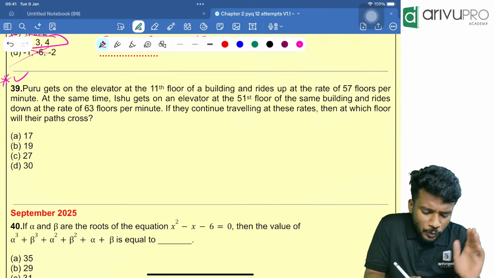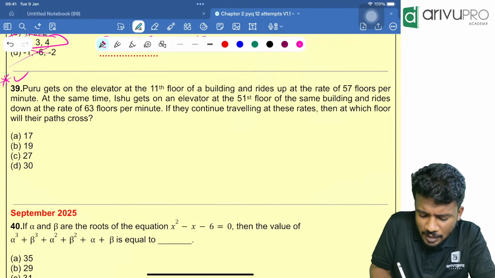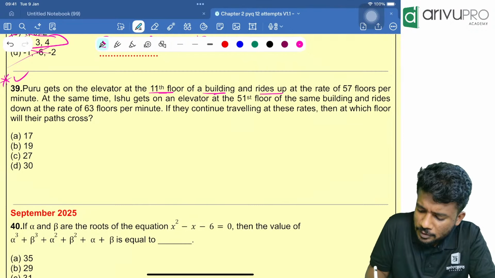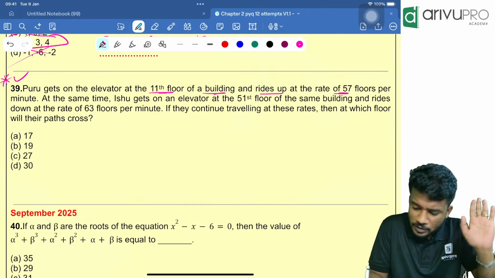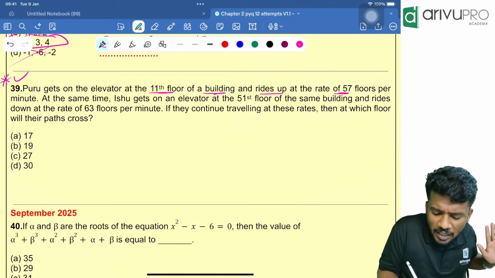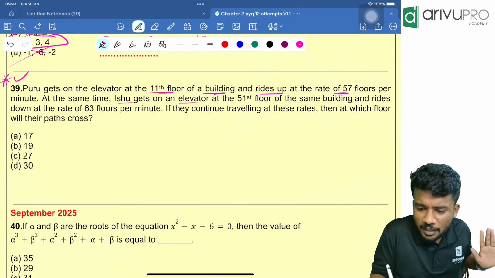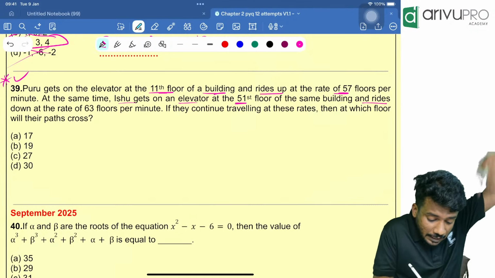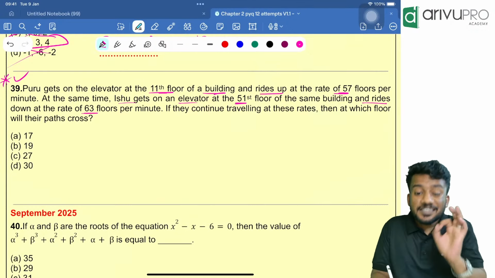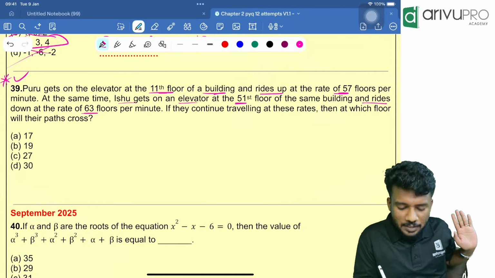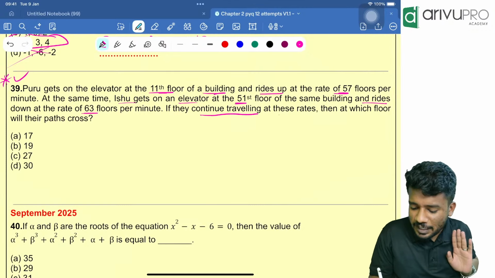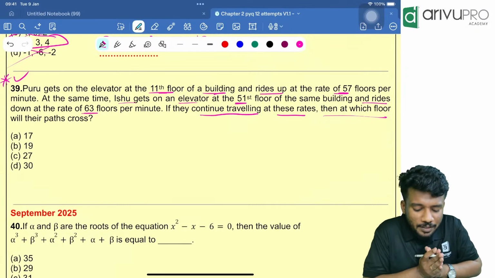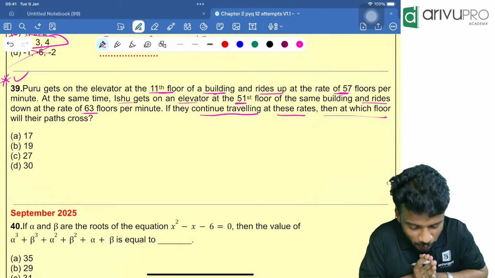Okay, Puru gets on the elevator at the 11th floor of a building and rides up at the rate of 57 floors per minute. At the same time, Ishu gets on an elevator at the 51st floor in the same building and rides down at the rate of 63 floors per minute. If they continue traveling at this rate, then at which floor will they cross paths together is the question.